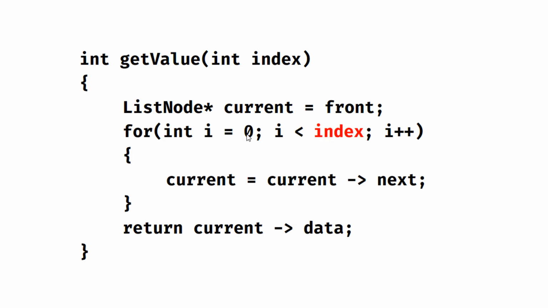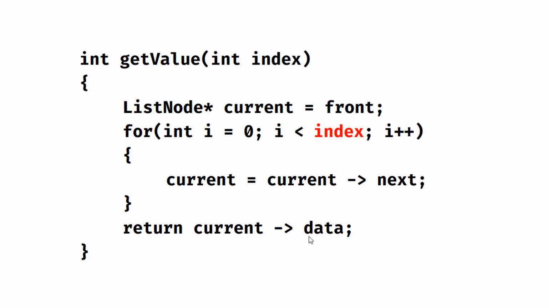So we say, okay, i gets the value 0. 0 is less than 2, yes. Update the current to point to the next node. i plus plus, 0 becomes 1. 1 is less than 2, yes. Update the current, and current is pointing to the next node. Then i becomes 2. 2 is less than 2, no. So we get out and we return the value at that index.